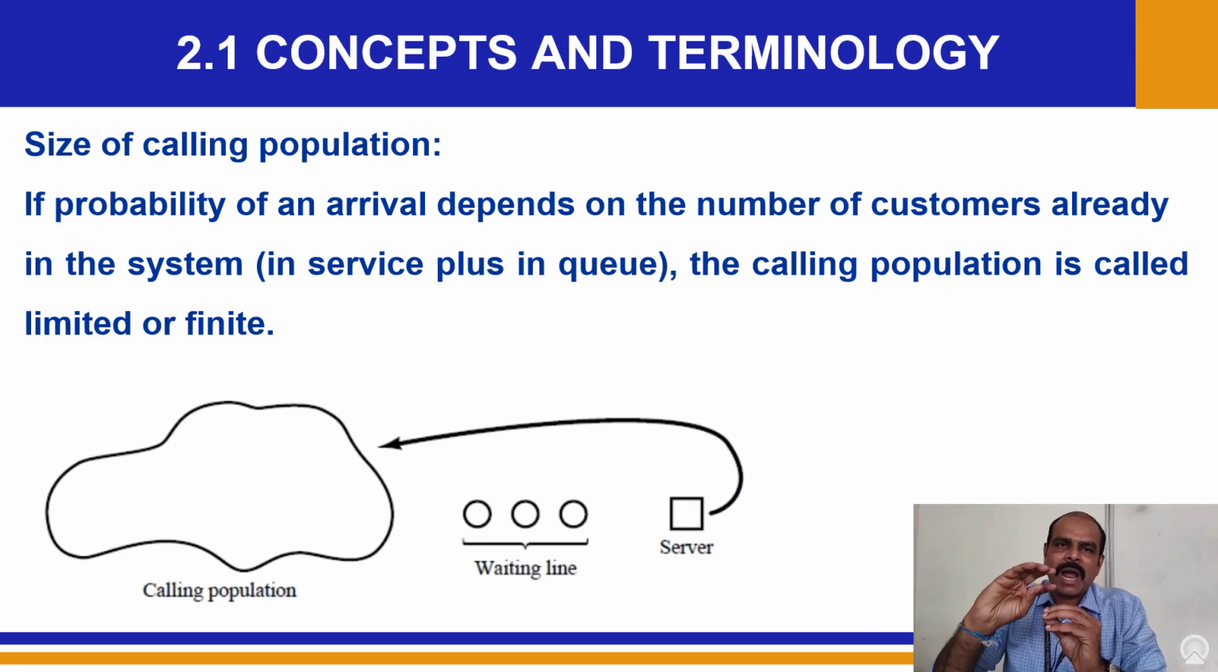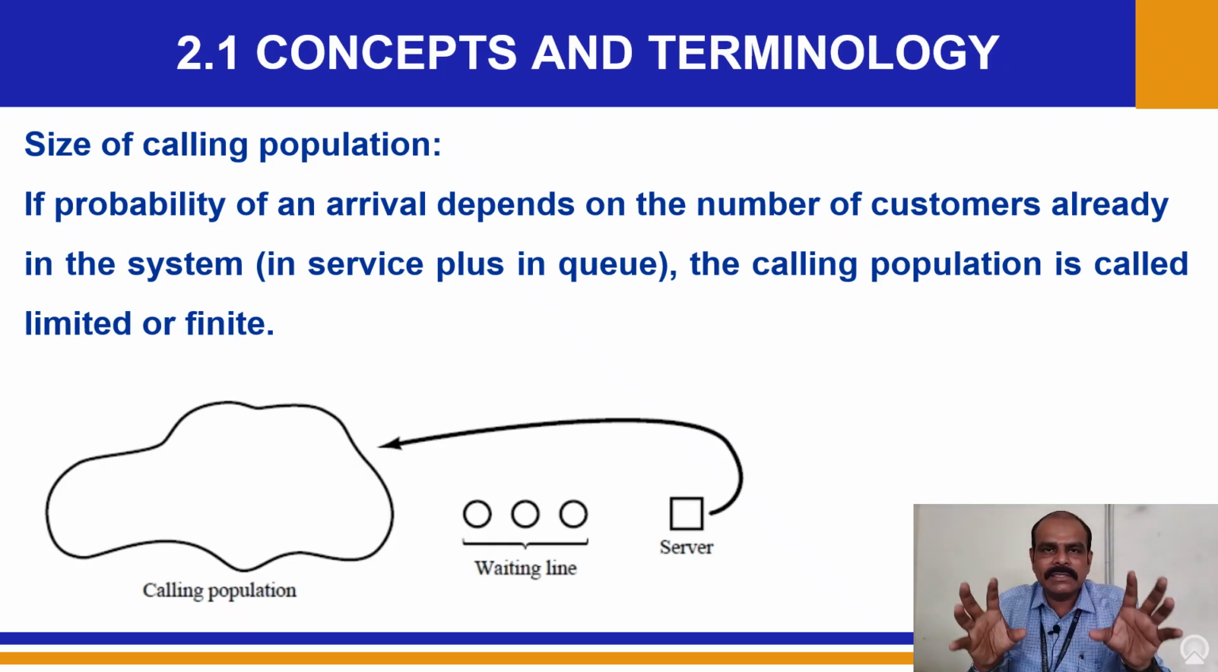Some population might be increasing because of the admission season, so maybe first years who intend to join the college might be coming. Again it is going to be finite. On the contrary, Tamil Nadu has some 7 or 8 crore population, but our calling population is not this 8 crores, only some thousand, say 4,000 or 5,000. Only from this population are we going to get customers.